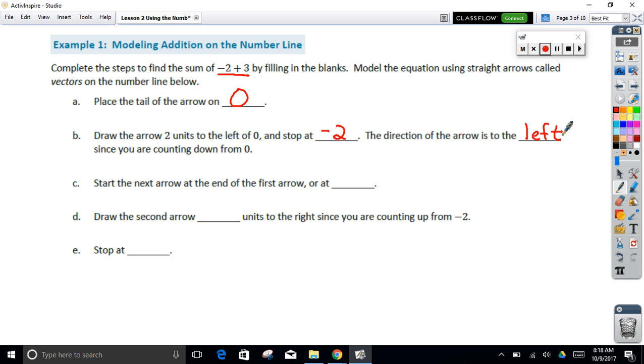Then you're going to start the next arrow at the end of the first arrow, or at negative 2. So the second one will start where the first one ended. And you're going to draw the second arrow 3 units to the right, because we have plus 3. We're coming up from negative 2. And then you will end up at 1. I'm now going to go to the number line and go through all of this, but I thought it might be helpful just to get those blanks filled in.